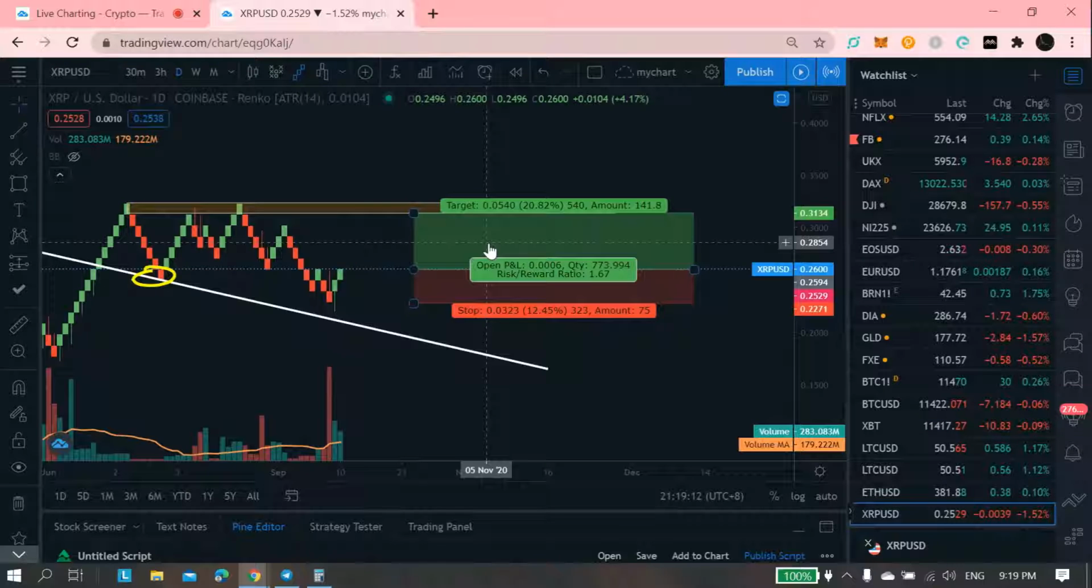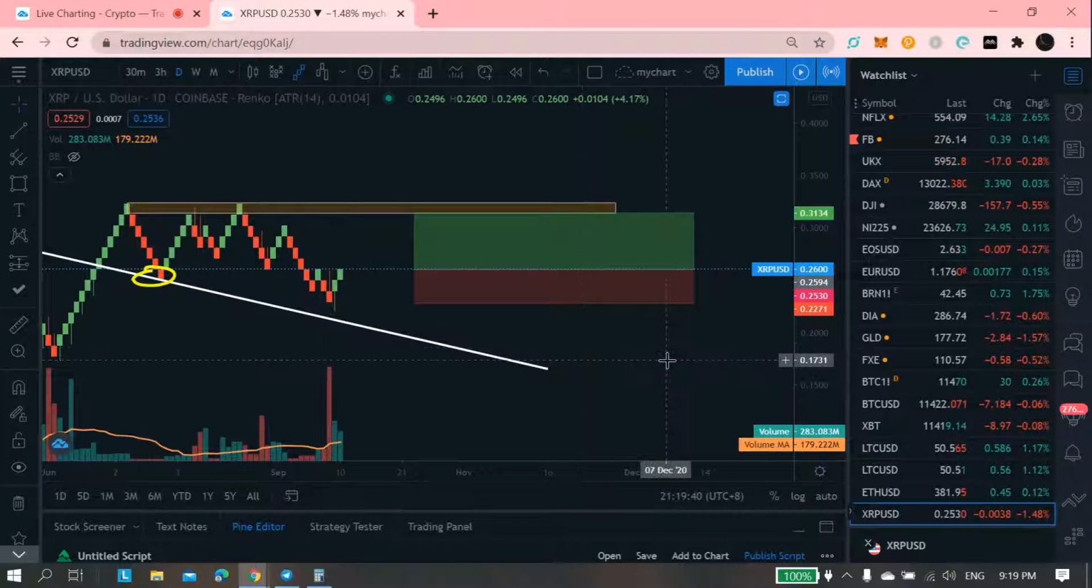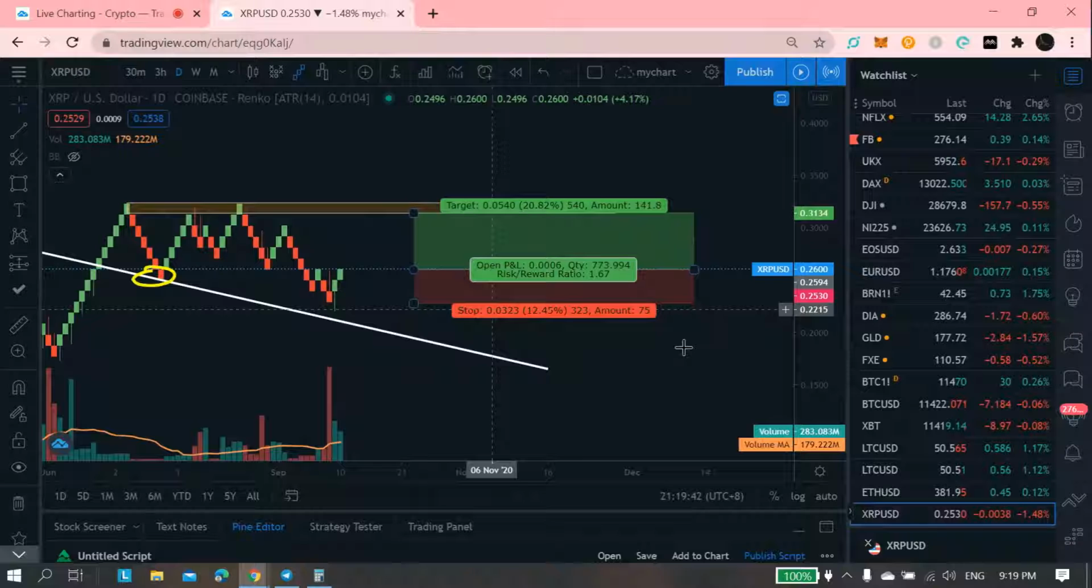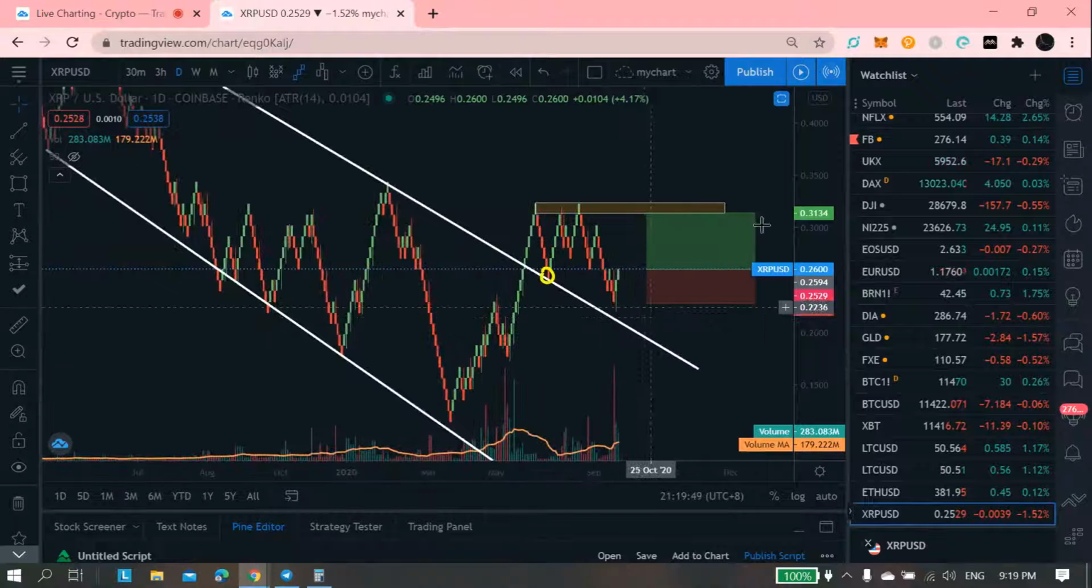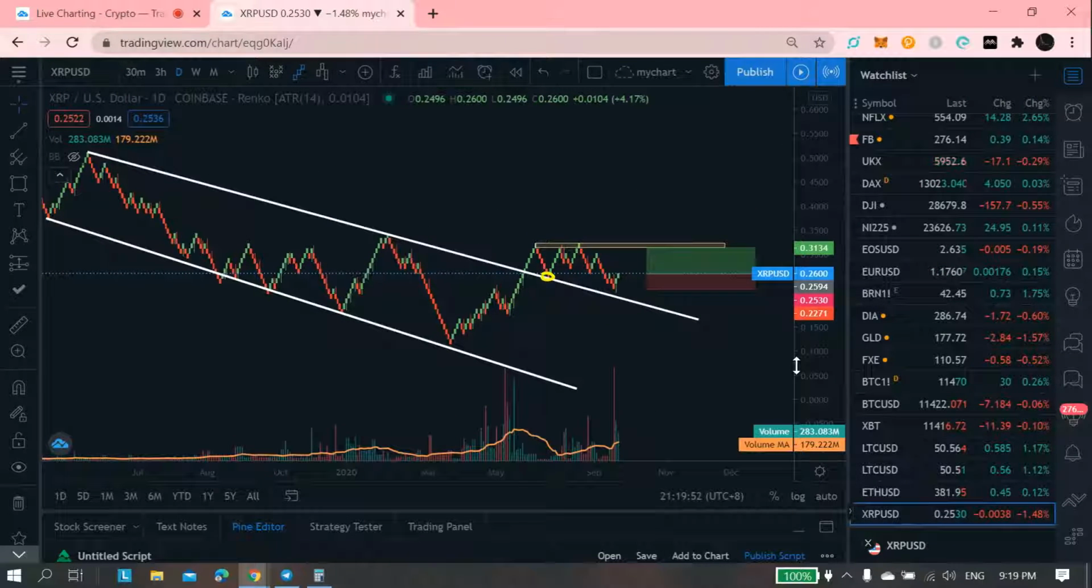Yeah, for me it's not that rewarding, but if you enter the trade and hit our target, the 0.32 or the 32 cents, you could still possibly make a 20.82% return. But there's also a possible loss of 12.45% if you get stopped out at our stop loss area, which is the 22 cents. So I think that's it for XRP.